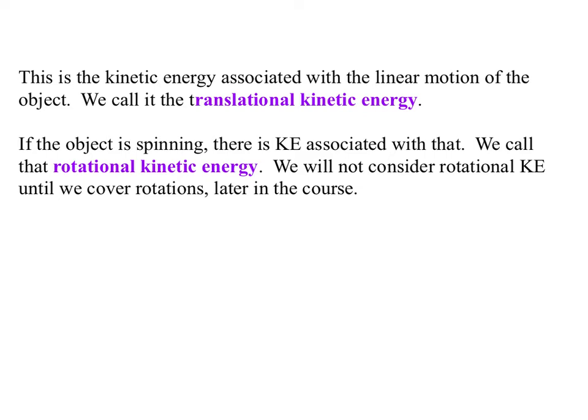This is technically the kinetic energy associated with the linear motion of the object, the fact that it's moving in a line. We call it translational kinetic energy. If the object is spinning, then there's kinetic energy associated with that. Things that spin also have energy. We call that rotational kinetic energy. But we won't consider rotational kinetic energy until we cover rotations, which is later in the class. Right now, you can skip that section.